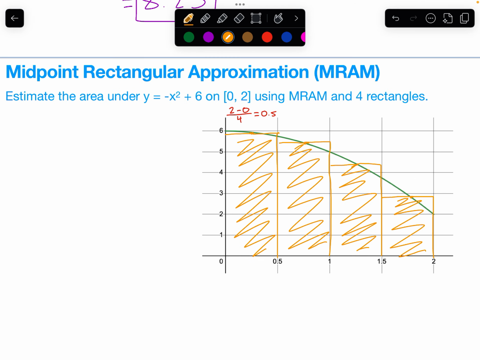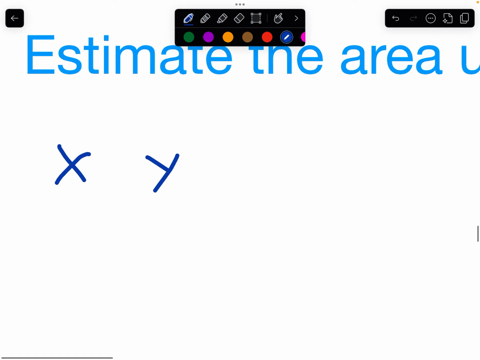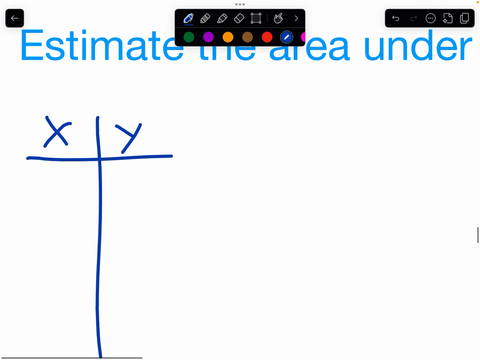I won't say any more about that right now. Okay, the base of all our rectangles is 0.5. We know that, but we need the heights of our rectangles. Okay, take care this time.